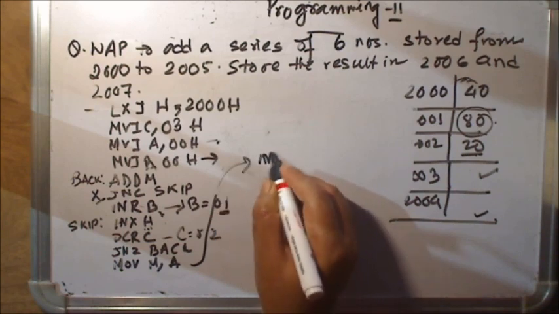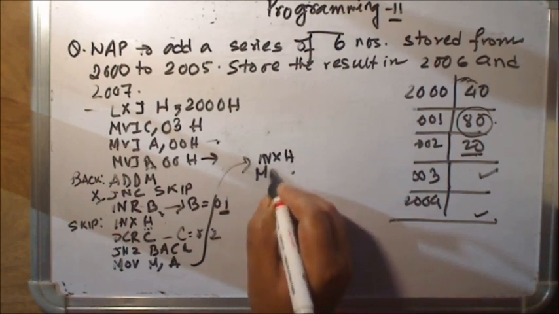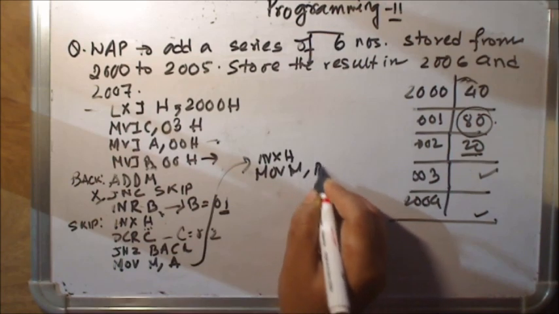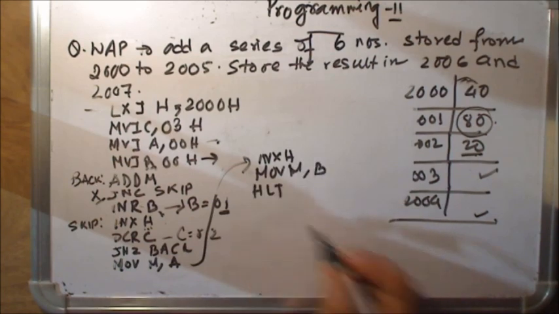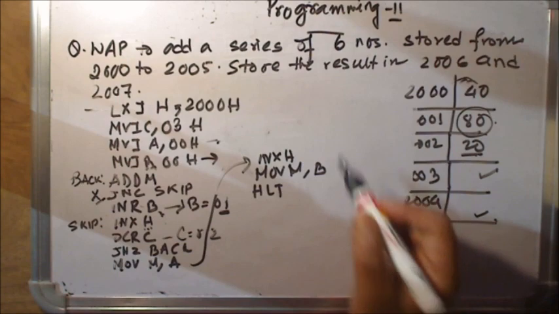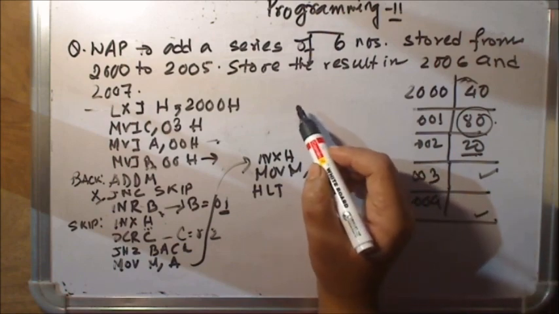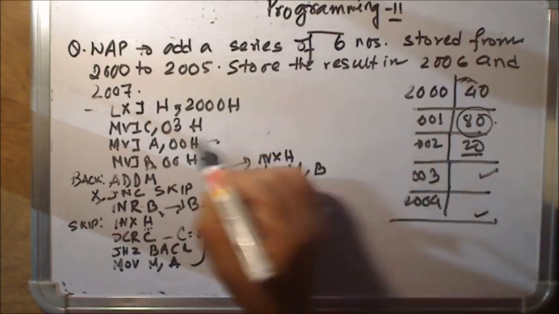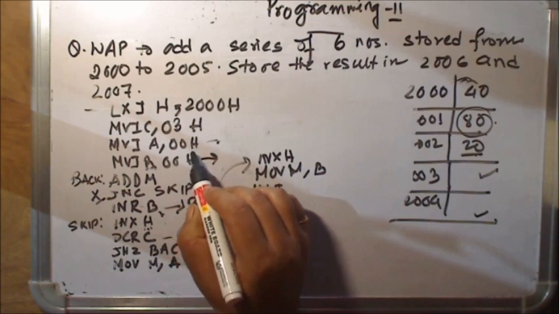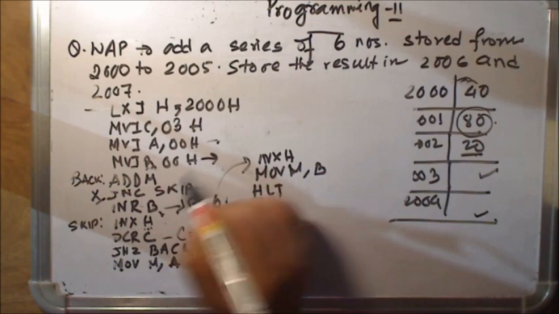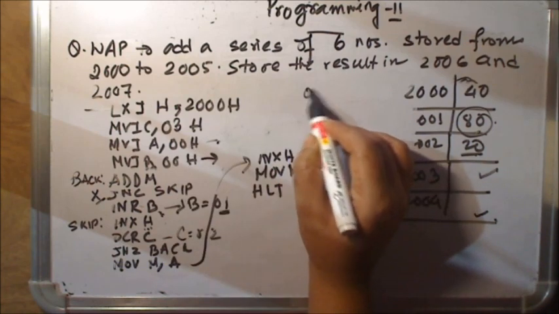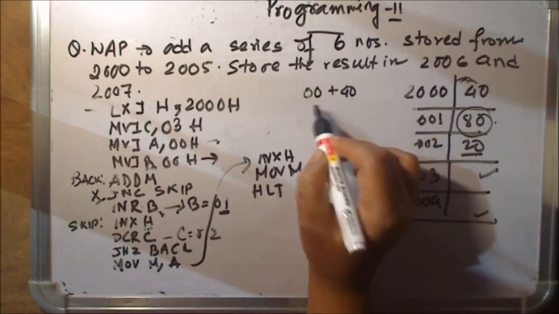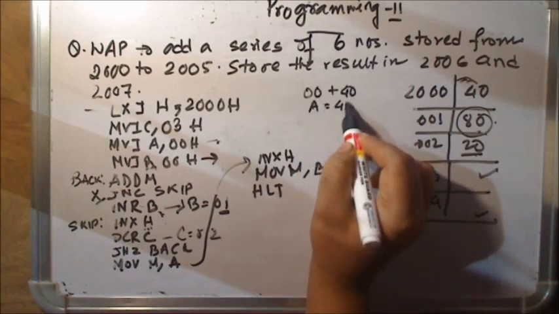This will be INX H, move M comma B, halt. Okay, let's start the program again. So first number is 40. Initial C is 03, MVI A is 00, B is 00, add M. So first 00 will be added with 40, and A will be 40.